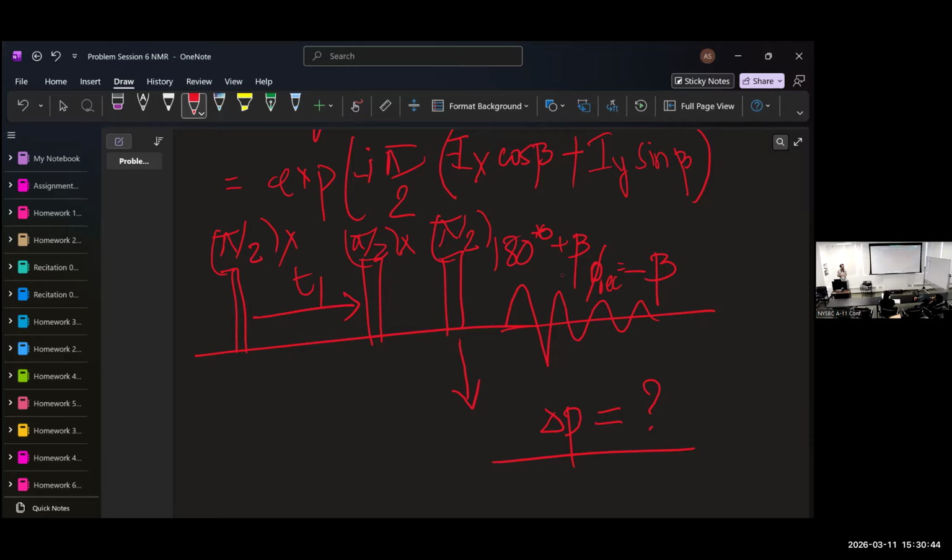Which block? Is it still pi over 2? Which one? Like P or the start of delta P? No.